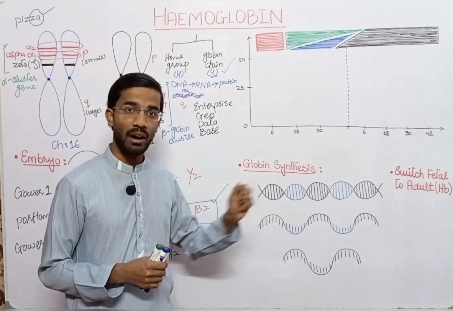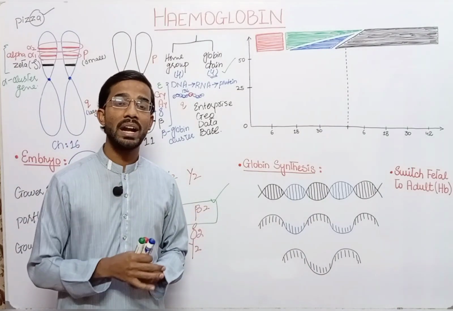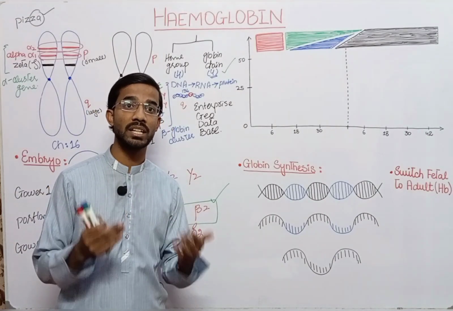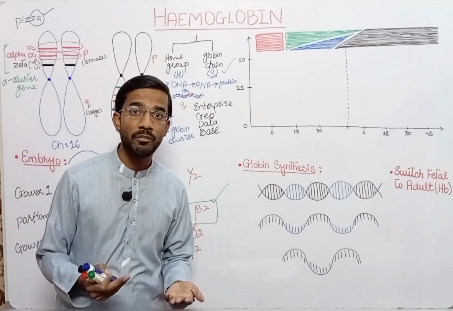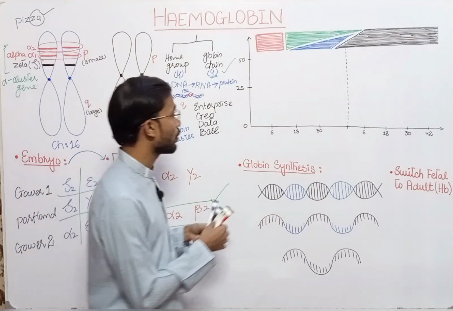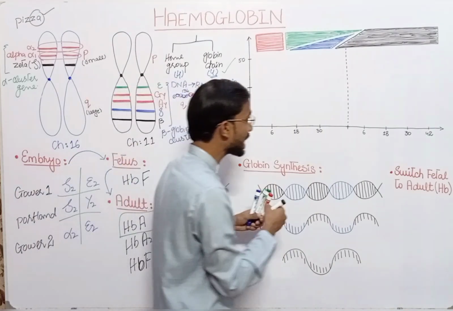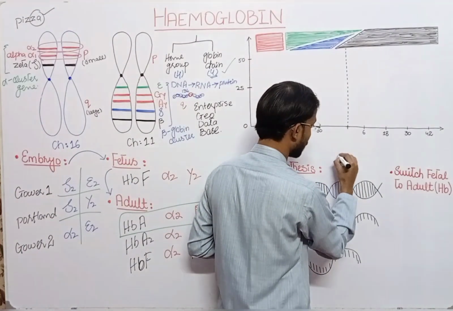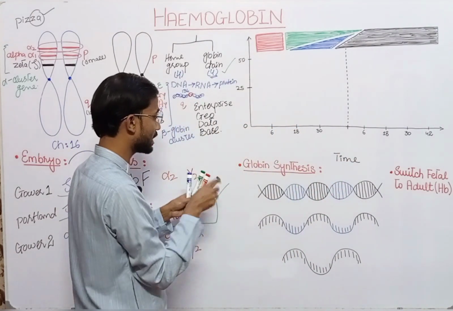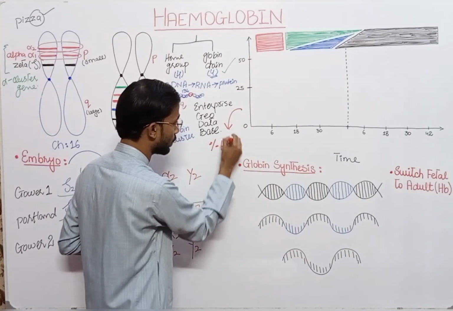We will discuss the graph which will help you in understanding 2 things. First, variation in the quantity of the globin chains, and next, at what level of development hemopoiesis will occur in our body. So first of all, you will see the x-axis and the y-axis. We take time on the x-axis, and on the y-axis we will take the quantity or percentage of hemoglobin.